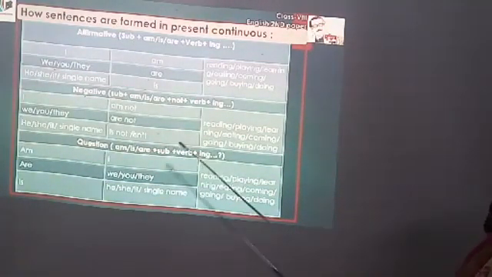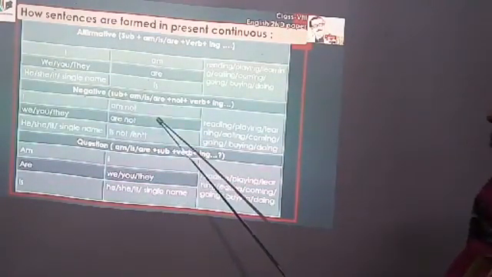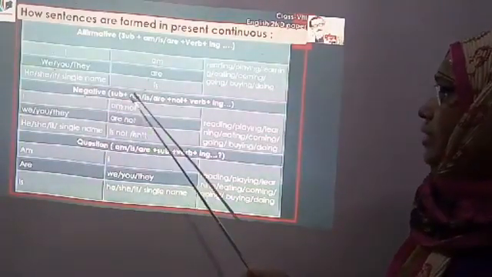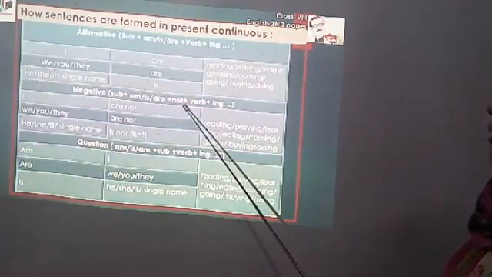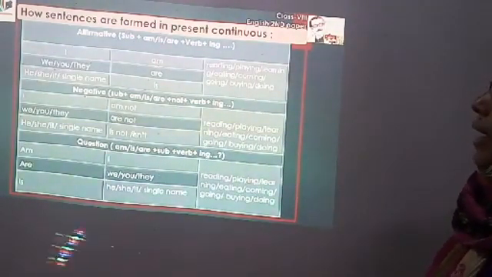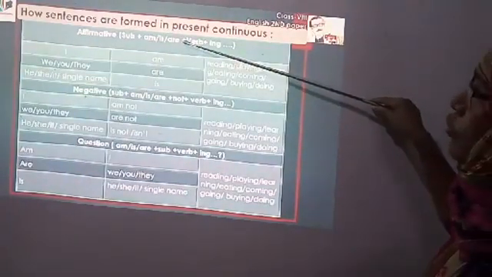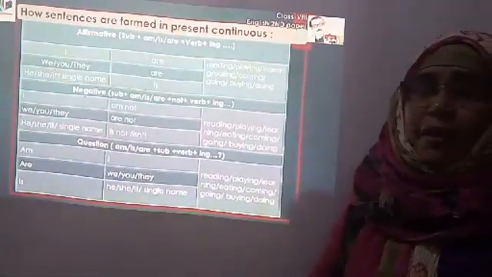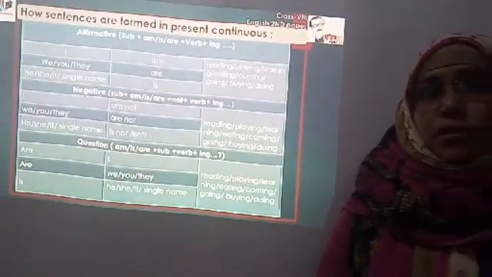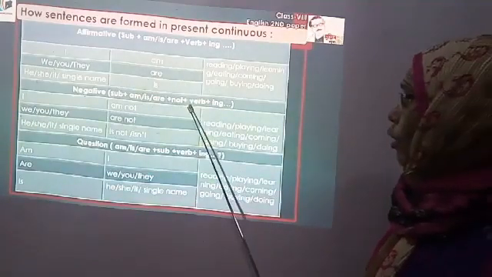The negative sentence. How can we form a negative sentence in present continuous? Subject, am, is, are, then not, then the verb takes the ing form. Actually, there is only one difference here. Not is added after the auxiliary verb. In an affirmative sentence, you need not use not, but in a negative sentence, you must use not.